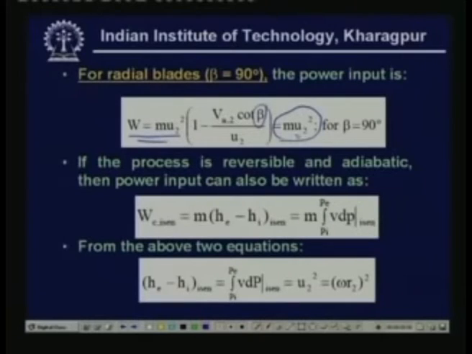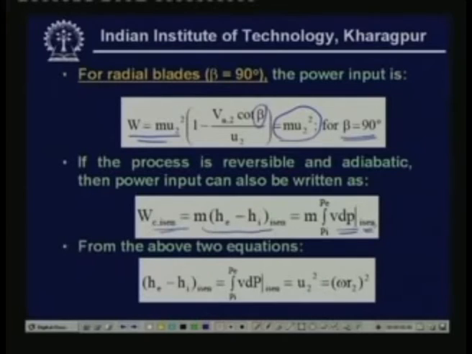So we get a very simple expression which directly relates the power input to the tip speed. Remember that this is only valid for beta equal to 90 degrees and with no tangential velocity at the inlet. And if you are assuming that the process is reversible and adiabatic, you can also write the power input in terms of the enthalpy rise of the isentropic process and the mass flow rate, which we have seen earlier. So power input is also equal to mass flow rate into isentropic enthalpy rise, which is nothing but m into integral VdP from Pi to Pe along the isentropic process.